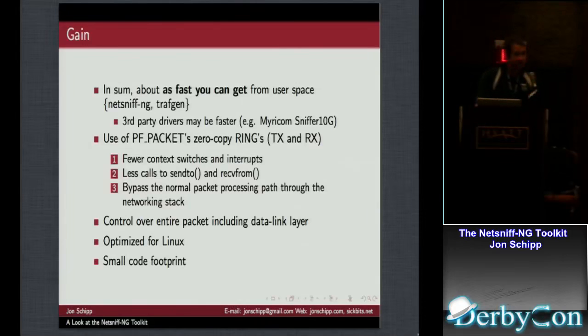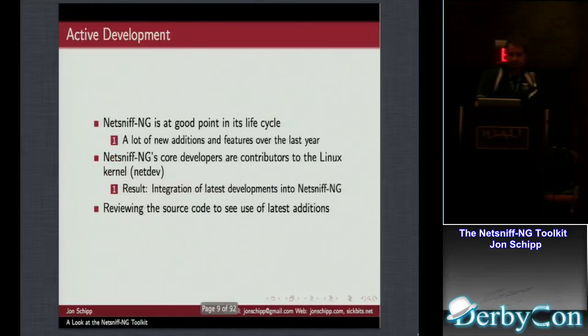all the headers, all the data, and the toolkit is optimized for Linux. They're not interested really in porting, but if someone else will do it, they'll probably gladly accept it. But it's optimized for Linux, and has a very small code footprint. Like I said, we're at a good point in its life cycle. The reason it's optimized for Linux is that the core developers in Netsniff-NG are kernel devs. That's what they do. So they're usually on the latest features of the kernel, and you can see one of them is contributing back to the kernel. And I'll go through a few of those.